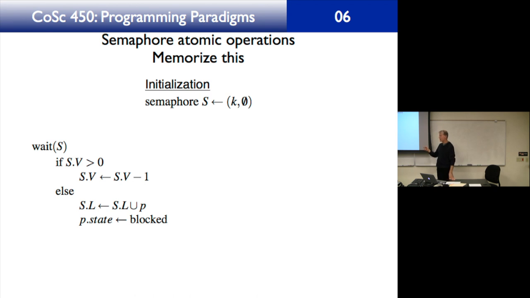So if one process wants to do a wait and another process wants to do a wait, whoever starts his wait first is going to complete all the way through. There's no interleaving of the waits. And also there's no interleaving of the signals. It has to guarantee that. The whole if else is atomic? Yes, the whole wait is atomic. Good point. The whole if else is atomic.